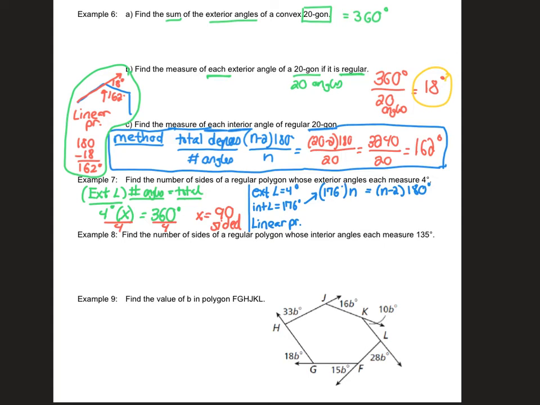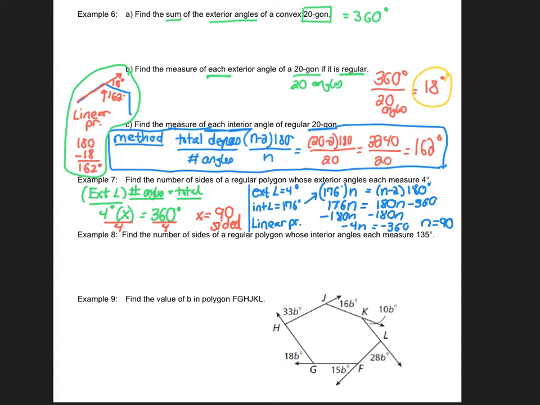So now this is obviously a longer equation. If we take 176n, and distribute that 180, we'll have 180n minus 360. If I subtract 180n from both sides, that gives us negative 4n equals negative 360, and once again, n is 90. So in either case, whichever method we're using to solve this, we do end up with a 90-sided polygon.